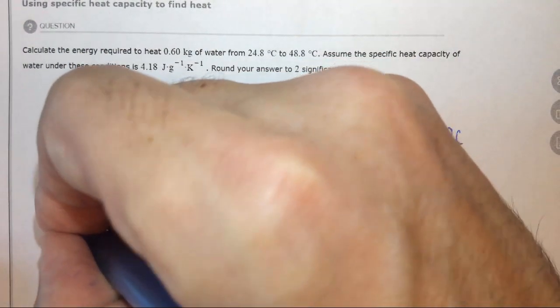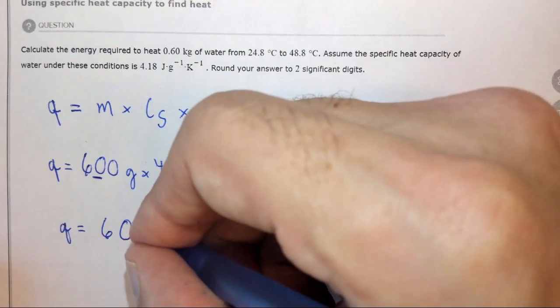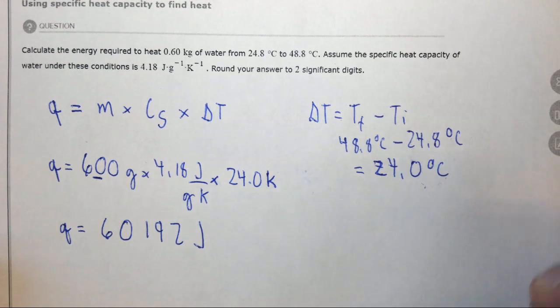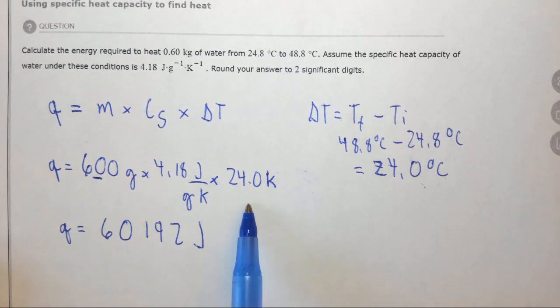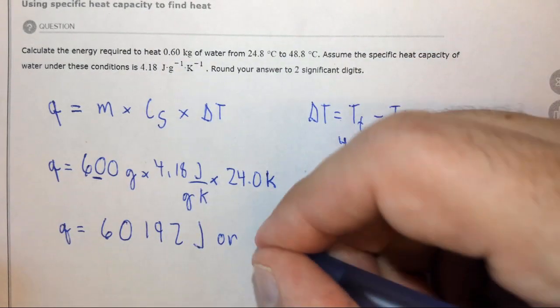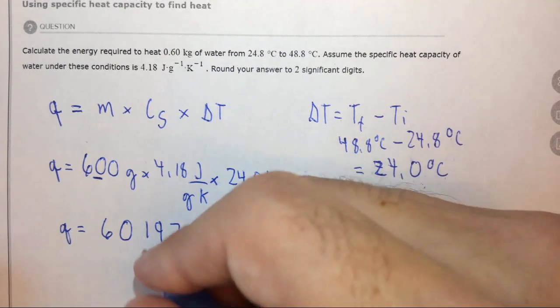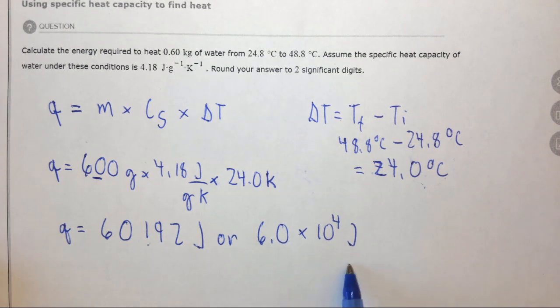When we do this math, Q equals 60192 joules. However, we have 2 sig figs here, 3 here, and 3 here, so our answer should have 2 significant figures. In order to write this with 2 significant figures, we need to write it in scientific notation. So one way to put this answer is 6.0 times 10 to the 1, 2, 3, 4 joules. This is a possible answer.